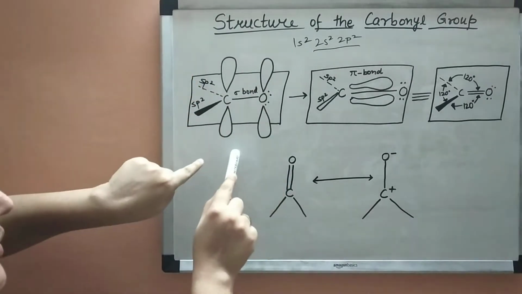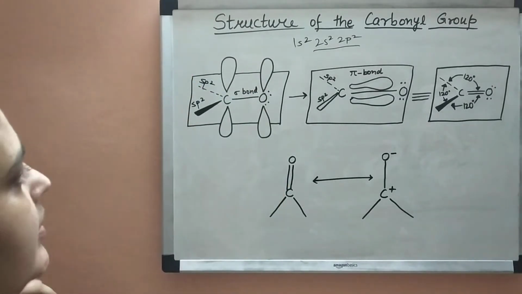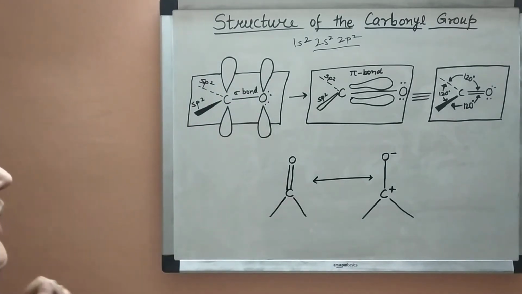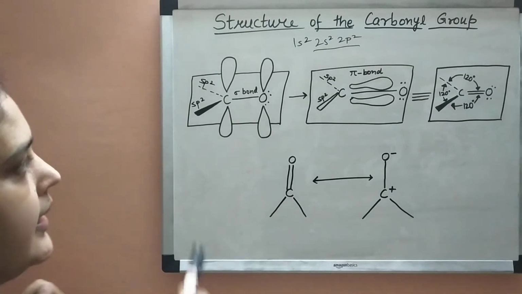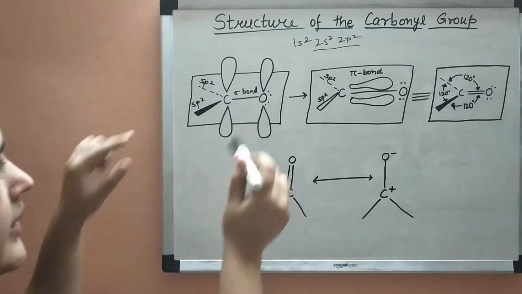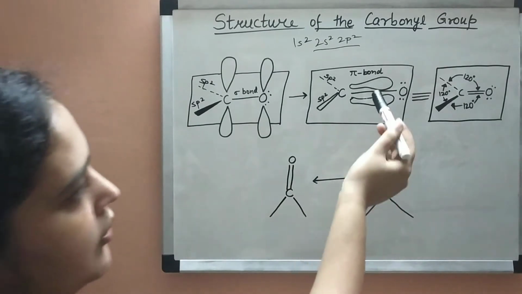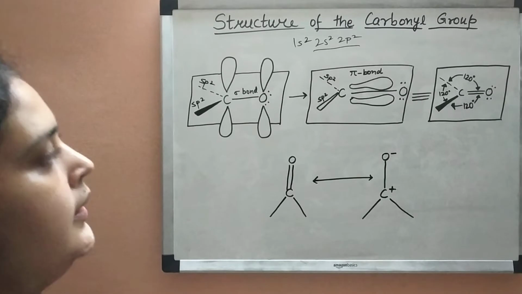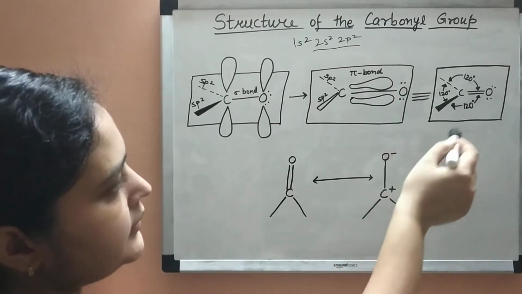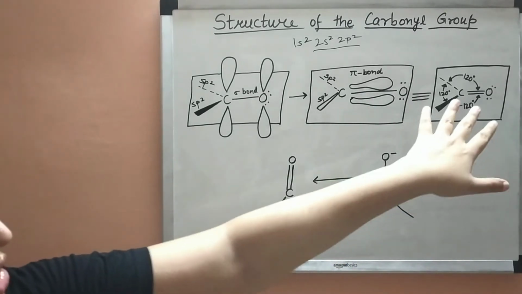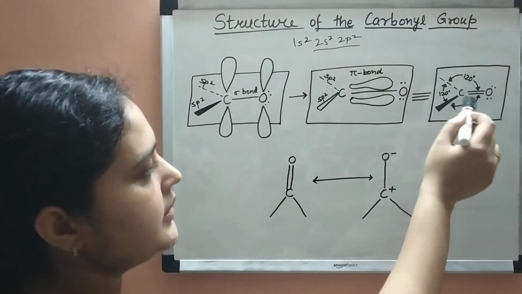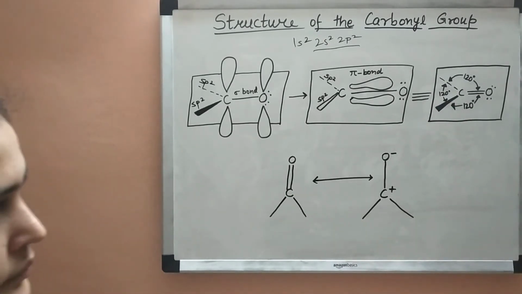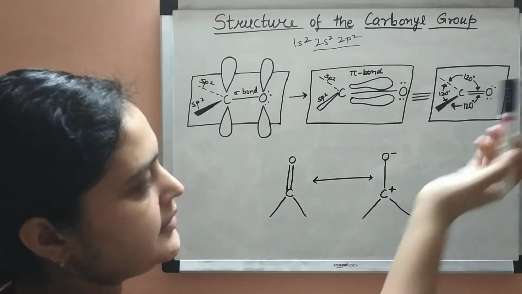So basically this first structure represents that there are 3 sigma bonds, this sigma bond, this sigma bond and this sigma bond. Okay, and carbon is sp2 hybridized and these are p orbitals and they make sideways overlap. Then they form pi electron cloud, which is responsible for making pi bond, and then the equivalent structure is this, that is carbon is doubly bonded with oxygen and there are 2 other bonds. So here one is sigma bond and one is pi bond.